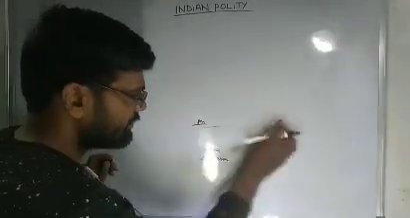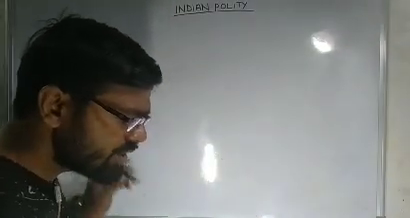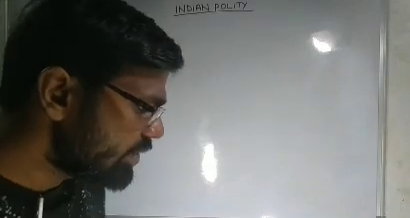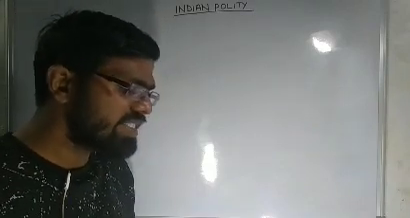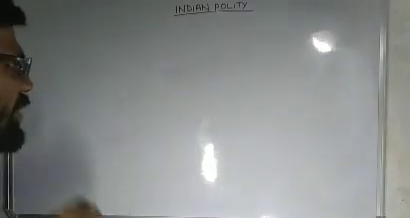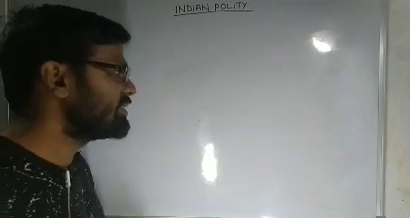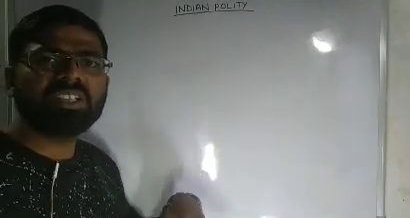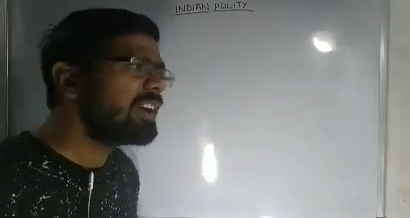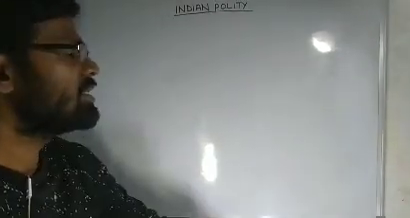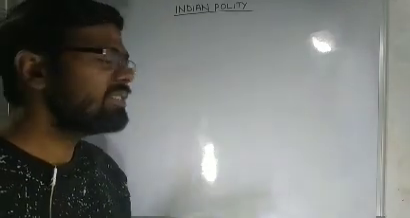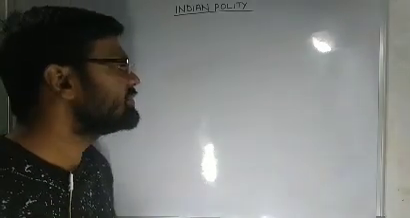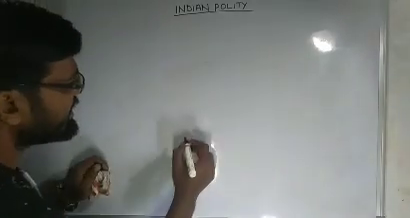Please remember. Coming to the next question: which schedule deals with the division of powers between center and state? We know there are many powers. Some powers are exercised by the states, some powers are exercised at the union level, and some powers are exercised by both state and union. So the correct answer is Schedule 7.